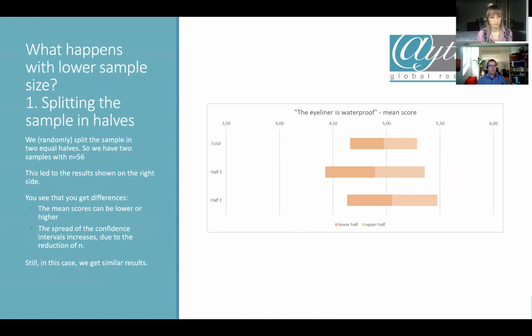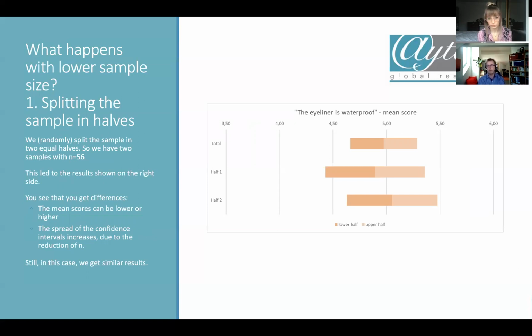What happens if you take a lower sample size? And what I did in this example is just randomly halved the sample. So I took 56 out in one half and 56 in the other half, but randomly. And what you see over here is, if you look at these two samples, which were just subsets of the original sample, that first of all, they deviate from the original one. You see in one half, you've got a lower mean, and in the other half, you've got a higher mean.